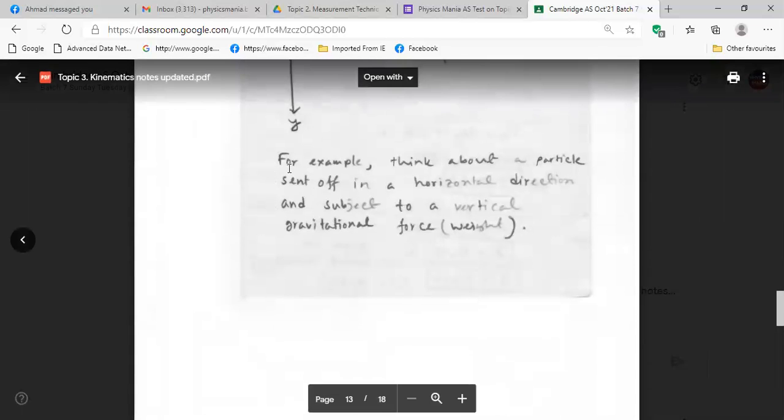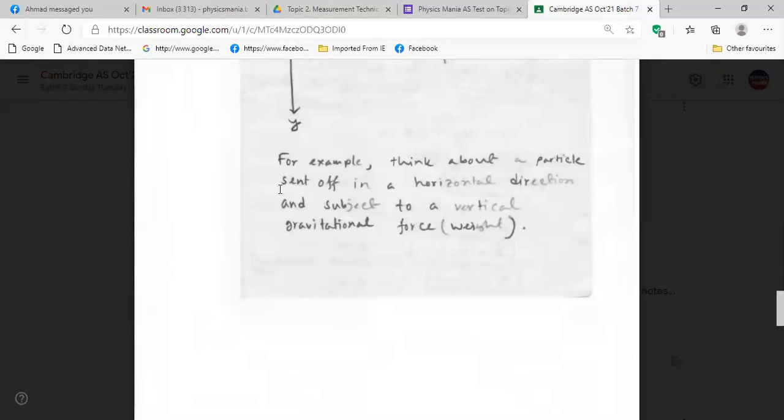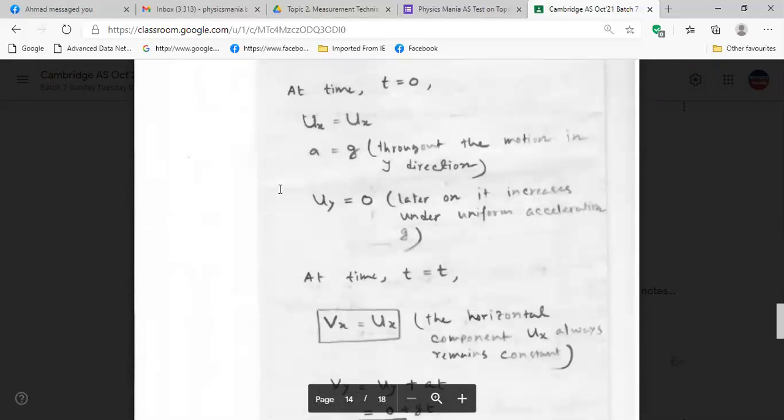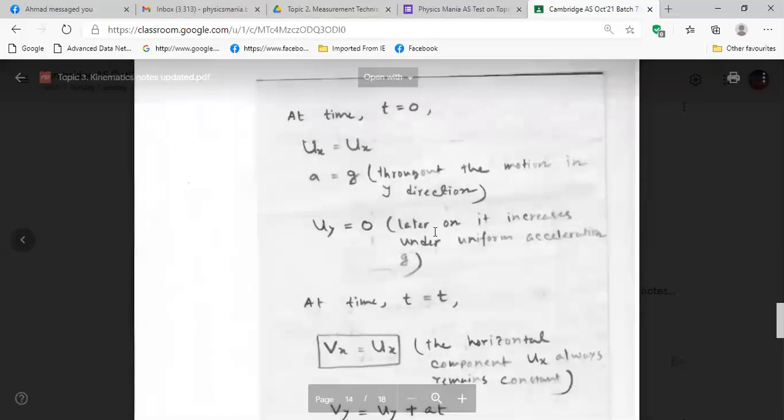What is written here? Can you please read, Farhan? For example, think about a particle sent off in a horizontal direction and subject to a vertical gravitational force. At time t equals to 0, ux equals to ux. a equals to g, through the motion in y direction. uy equals to 0. Later on, it increases under uniform acceleration g. At time t equals to t. Hold on here. Till here, you hold on and try to understand it.